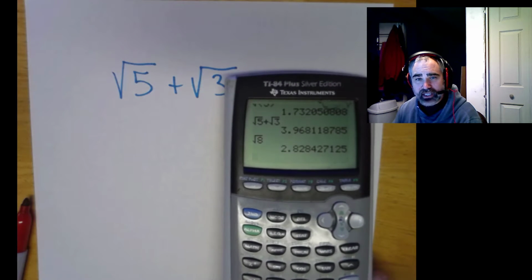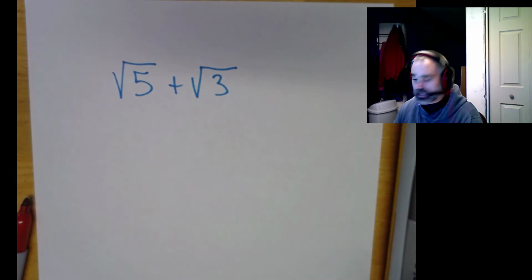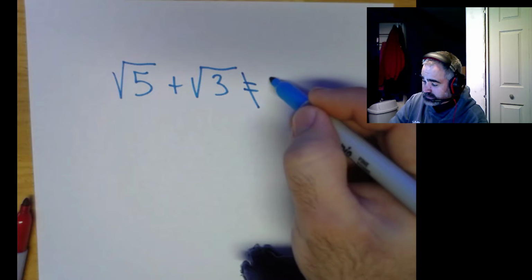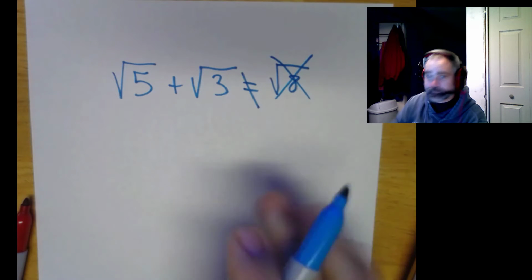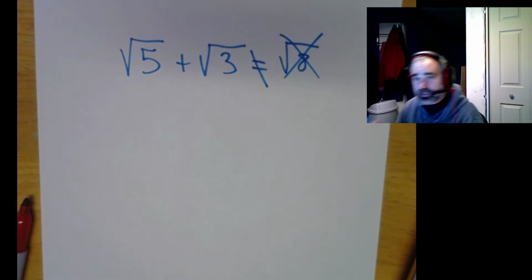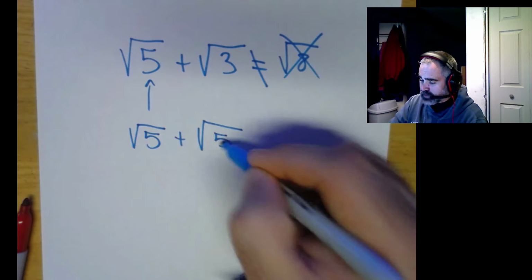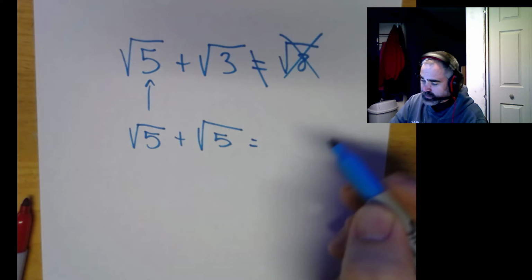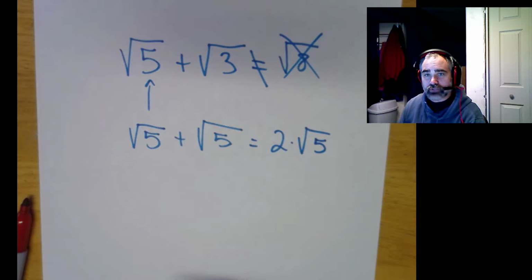Not the same answer. So it turns out you cannot add square roots and other square roots either. That does not equal the square root of 8. The only way that you can add square roots or subtract them is if this is exactly the same number. So I could add the square root of 5 plus another square root of 5, and that would equal 2 times the square root of 5. You treat them just like a variable.